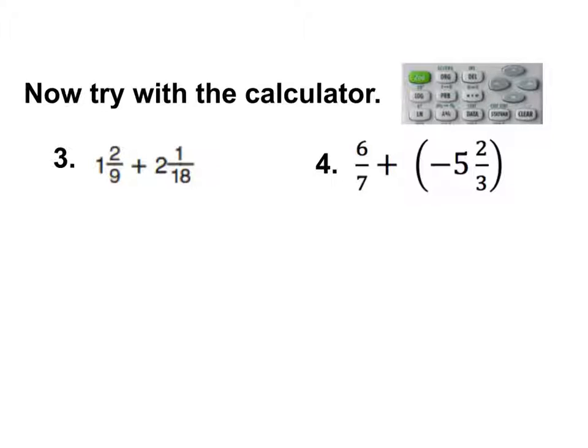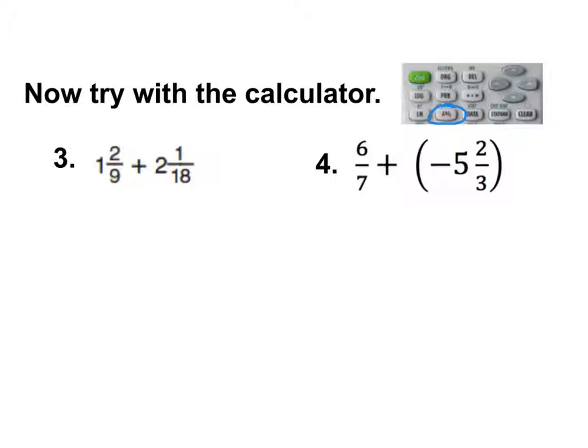Now try them with the calculator. Remember that you can separate each part of the fraction by using that ABC button. It's one that looks kind of like a fraction does. So you can use this for simple fractions or for mixed numbers.